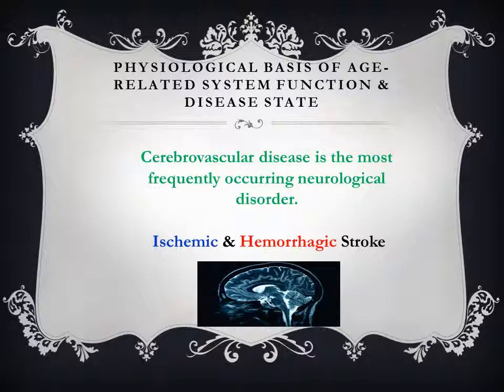Cerebrovascular disease is the most frequently occurring neurological disorder. This includes any abnormality of the brain caused by a pathologic process in the blood vessels. We will be discussing two different types of cerebrovascular diseases, which includes ischemic and hemorrhagic stroke.